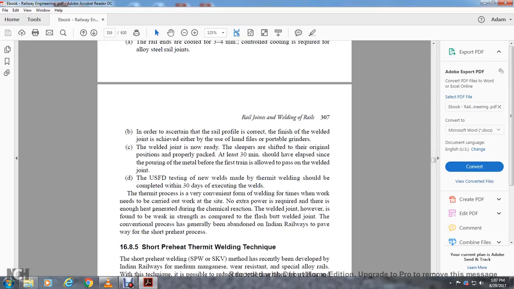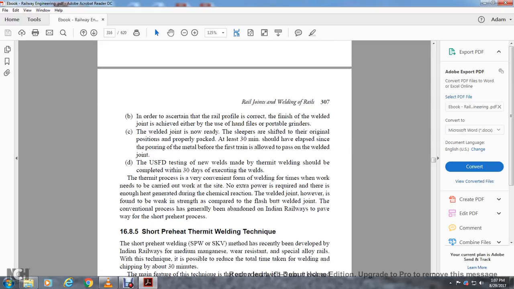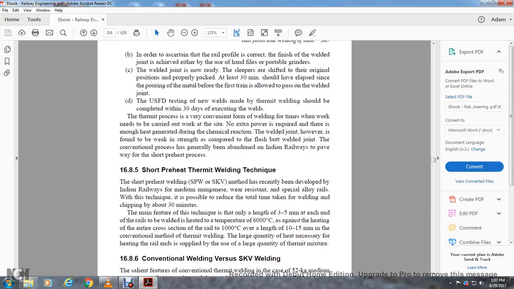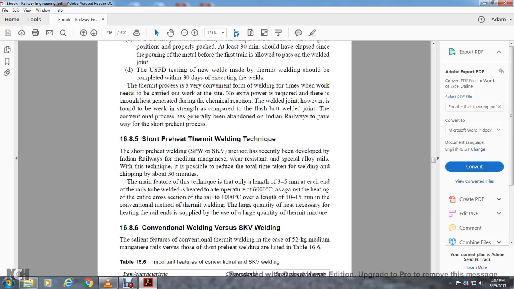The thermite process is very convenient for welding. There are times the work needs to be carried out at a work site with no extra power required. There is enough heat generated during the chemical reaction. The welded joint, however, is found to be weaker in strength compared with the flash butt weld. The conventional process is generally being abandoned by the Indian Railways to pave the way for the short preheat process.